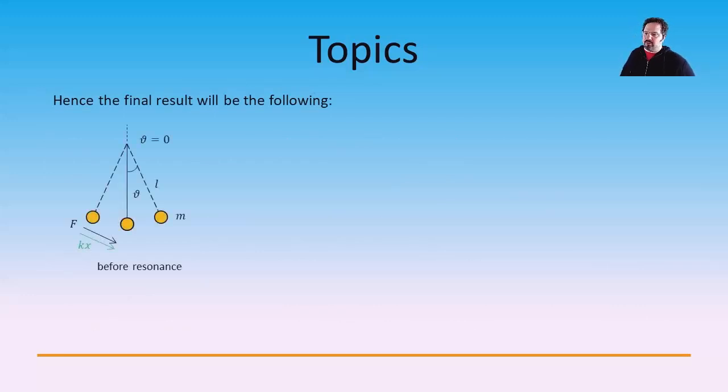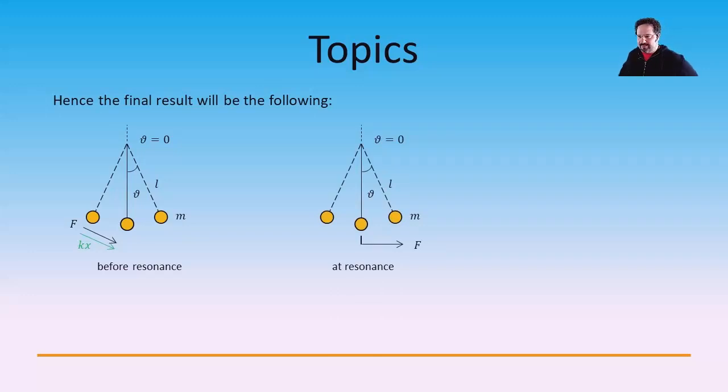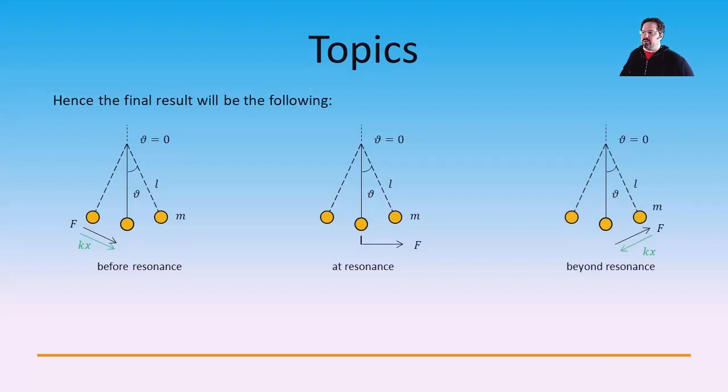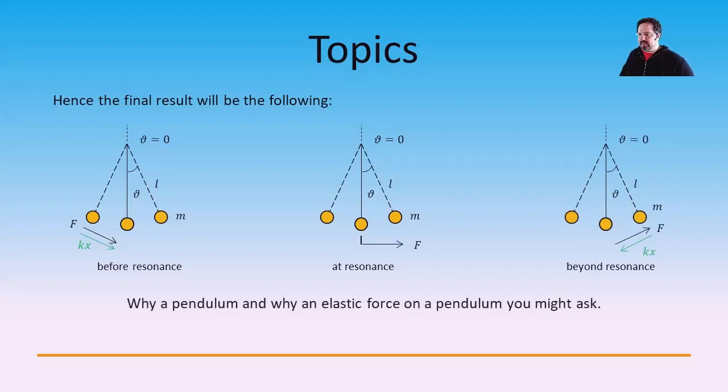This is the swing or a pendulum. So before resonance, the driving force F and the kx elastic force are synced. In resonance, somehow kx disappears, but I will show you what I mean. And beyond resonance, force and elastic force are opposite to each other. Why a pendulum and why an elastic force on a pendulum, you might ask? Well, just follow me along and you will find out.